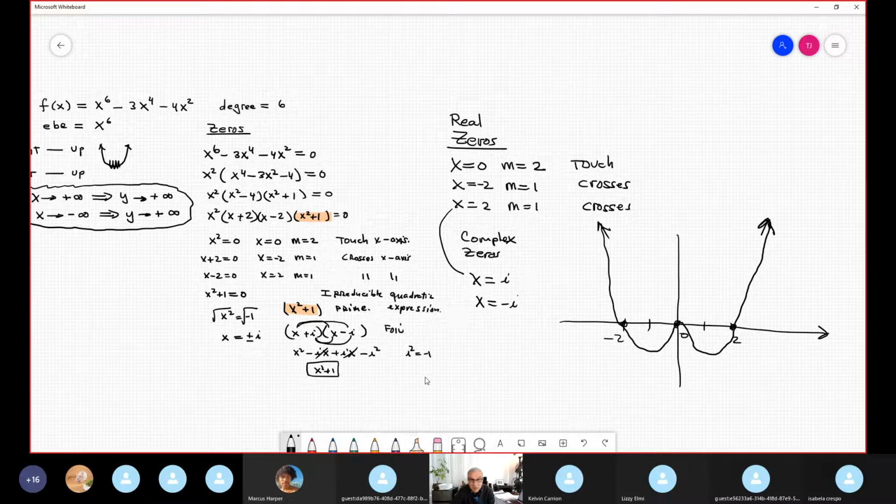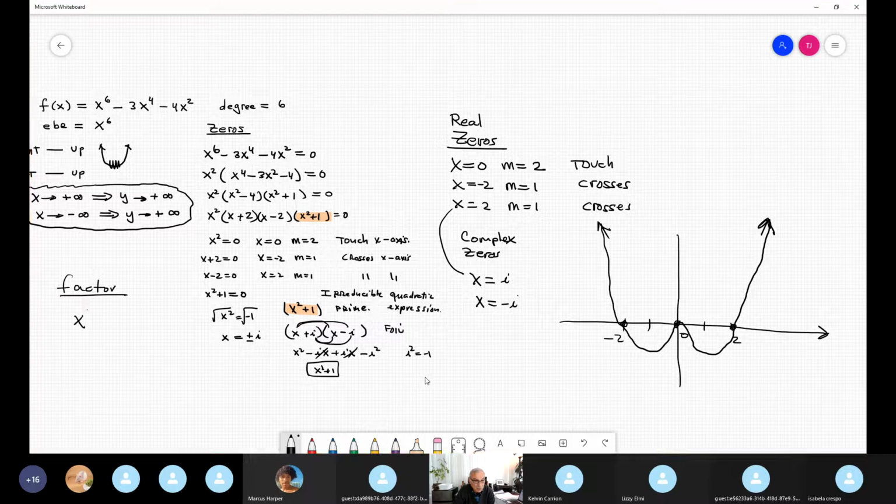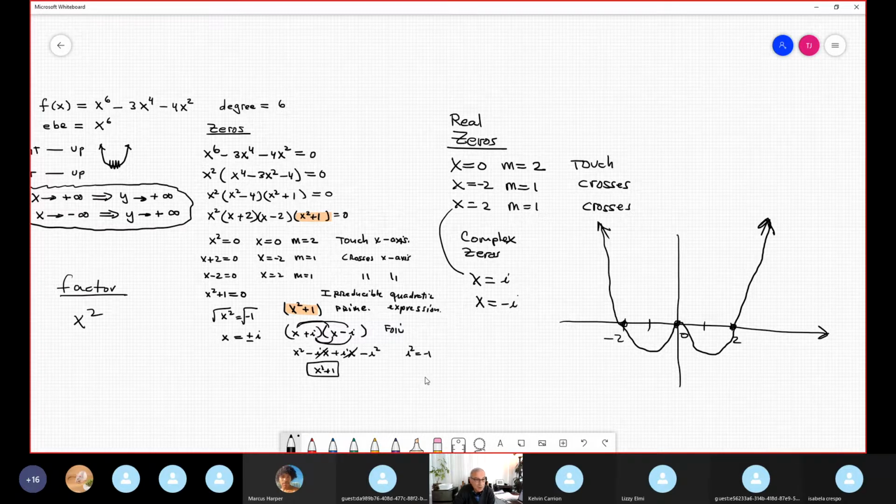So listing the factors here: what factors does our polynomial have? x squared. We have an x plus 2 factor. We have an x minus 2 factor. And we have x squared plus 1, which is an irreducible quadratic expression.